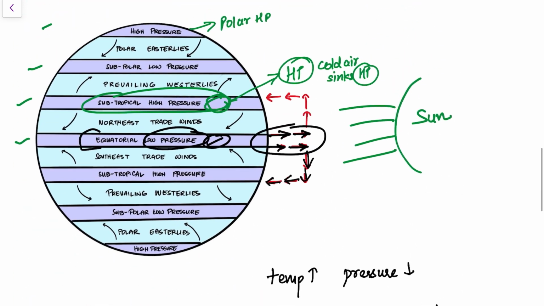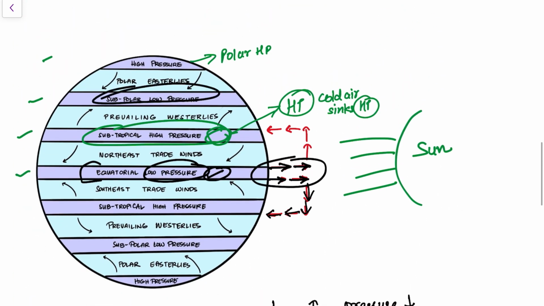Next is subpolar low pressure. So how is this formed? It is developed at around 60 to 65 degree latitude in both hemispheres. These areas are characterized by frontogenesis. Now, what is frontogenesis? These are the areas where the convergence of cold polar and warm tropical air masses takes place, and the formation of a low pressure system is called temperate cyclone.